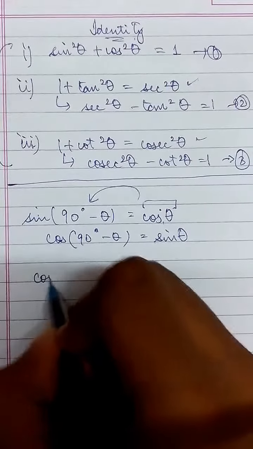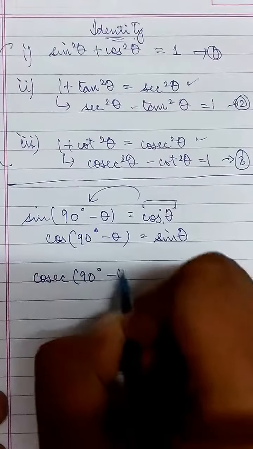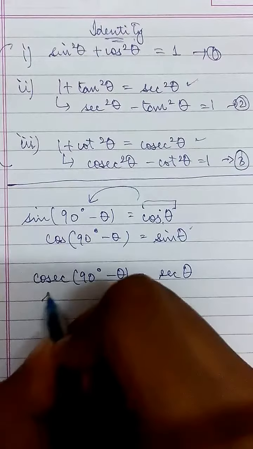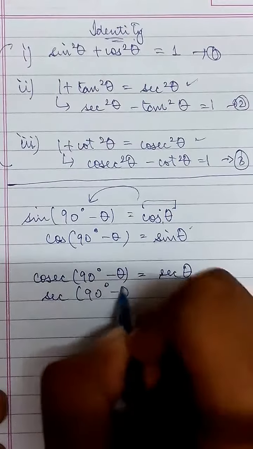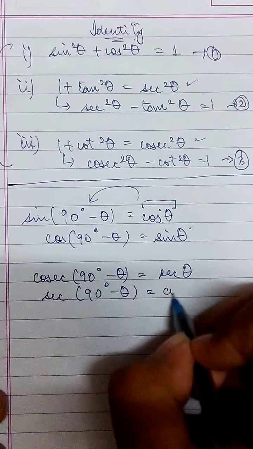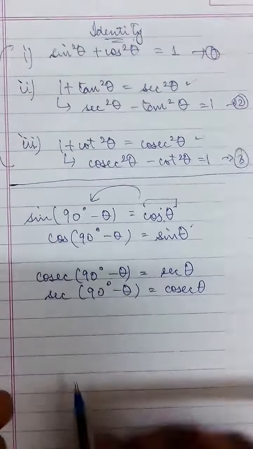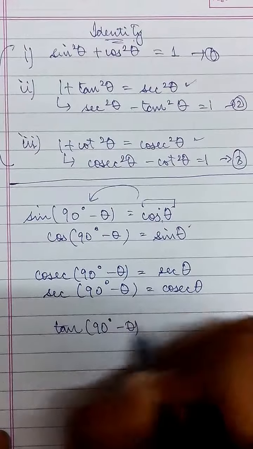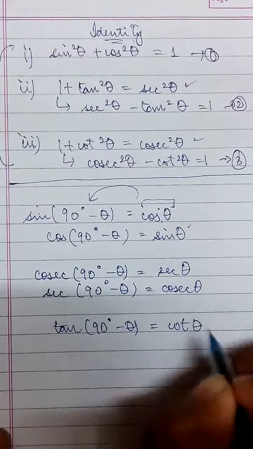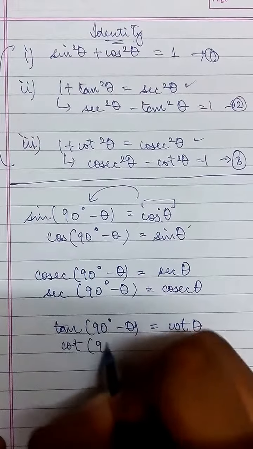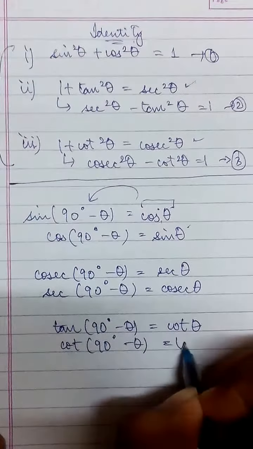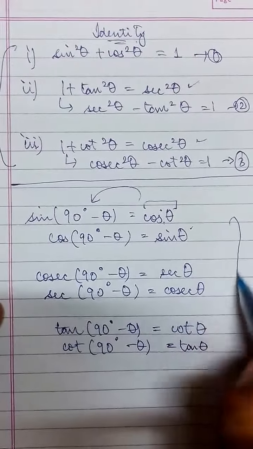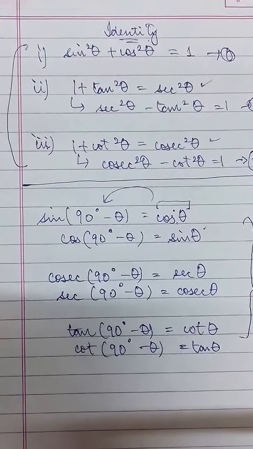Then we have cosecant 90 minus theta. So same, secant 90 minus theta is equal to cosecant theta. Secant cosecant relation done. Then we have tan 90 minus theta is equal to cot theta, and cot 90 minus theta is equal to tan theta. Fine. So these were the identities and formulas that are to be used in the whole trigonometry chapter.